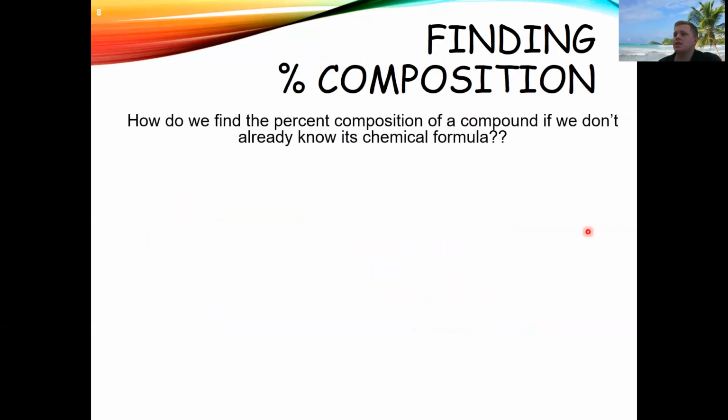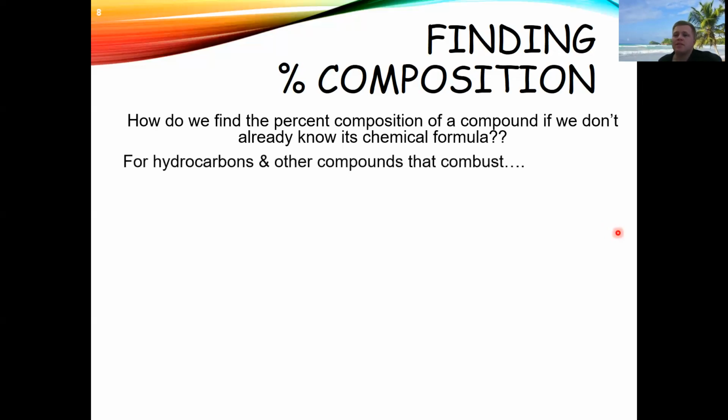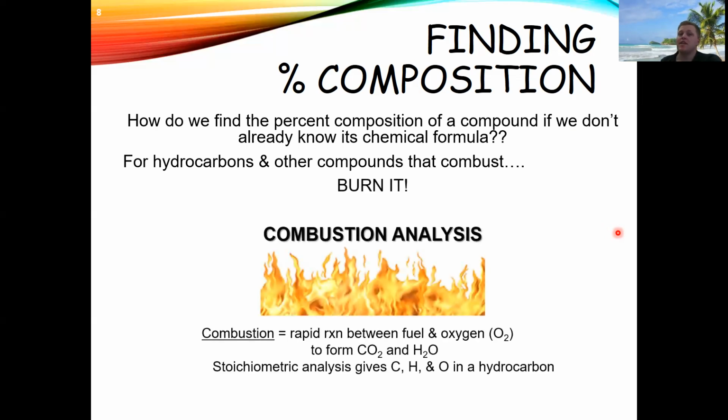Now let's go on to finding percent composition in real life. So how do we do this in real life? Well, it's a little tricky, but for hydrocarbons and other compounds that burn, we just burn them. So this doesn't work for everything. It doesn't work for metals, but for most hydrocarbons, so for most of our organic molecules, most things that we eat, you can just burn them and figure out their composition that way. So when you burn these things, you're combusting them, reacting them with fuel and oxygen, and that's going to give you CO2 and water out as products.